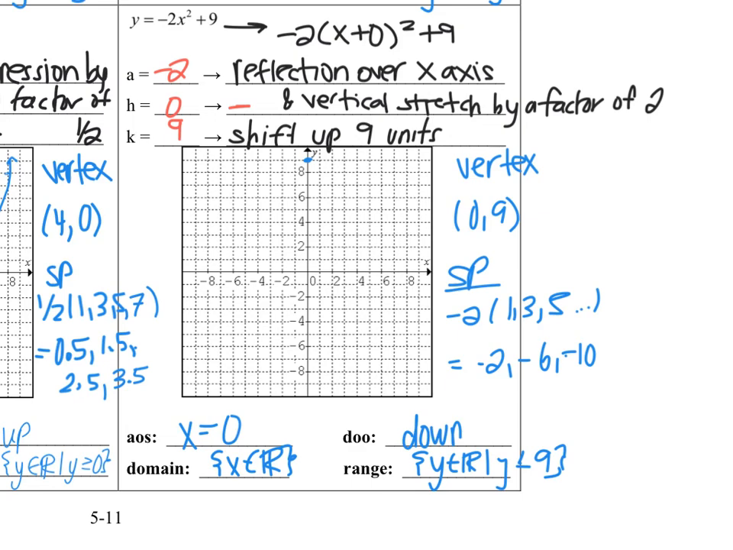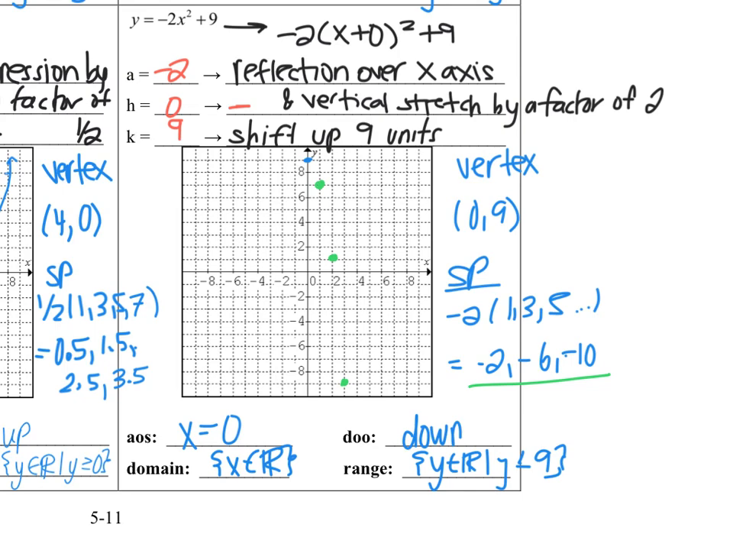Okay, so we had a reflection over the x-axis, a vertical stretch by a factor of 2, and a shift up 9 units. I didn't plot the rest of my points because I wanted to go through the step pattern one last time. So after I multiplied 1, 3, 5 by -2, I got -2, -6, and -10. So from that vertex, I moved to the right 1, down 2 to get this point. To the right 1, down 6 to get this point. To the right 1, down 10, which put me at -9.